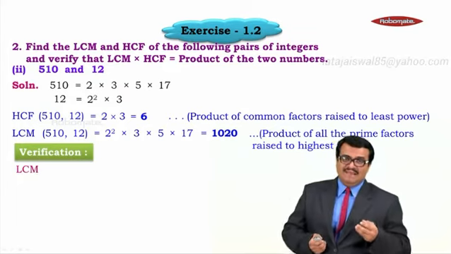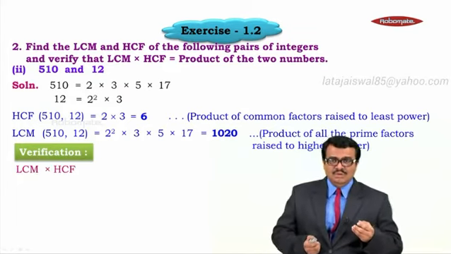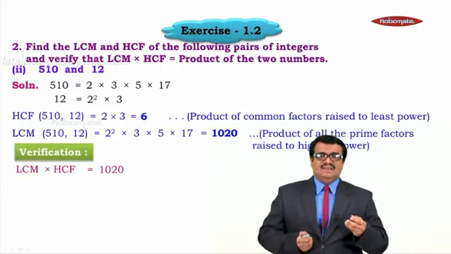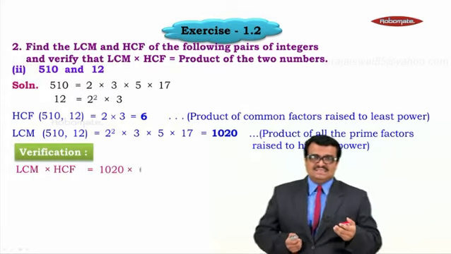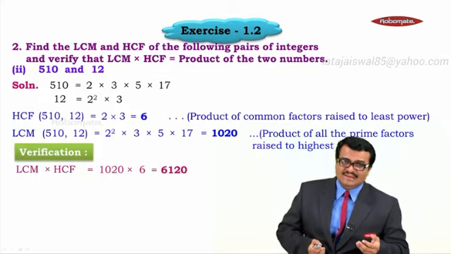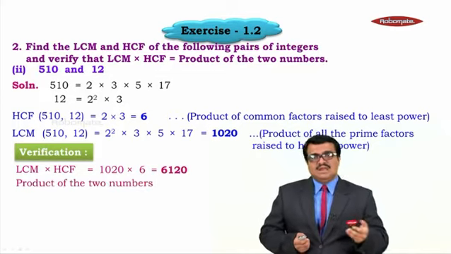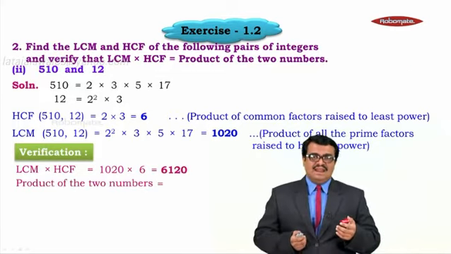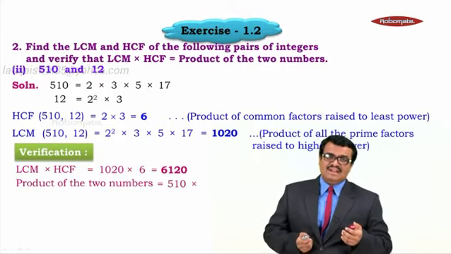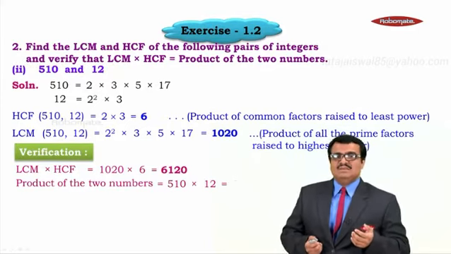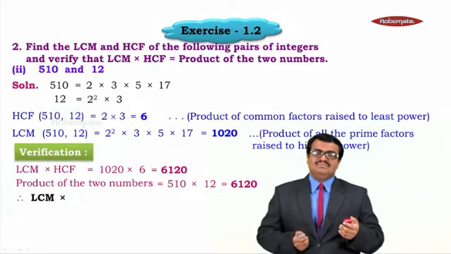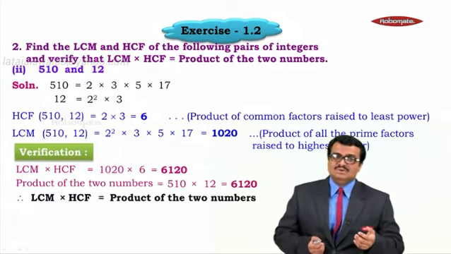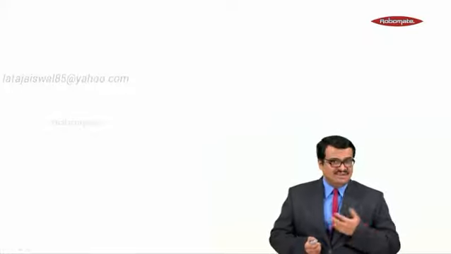Okay, so let us verify. LCM into HCF is equal to what? LCM is 1020 into HCF is 6, is equal to 6120. And the product of the two numbers, the numbers are 510 and 12. So 510 into 12, that also if you multiply you will get 6120. So what we can say, LCM into HCF is equal to product of the two numbers, hence we have verified.